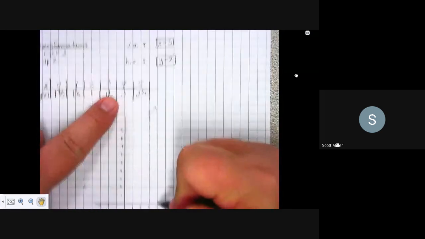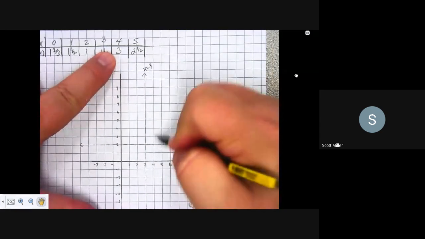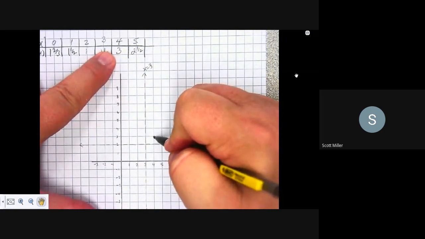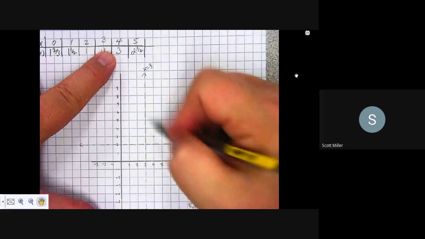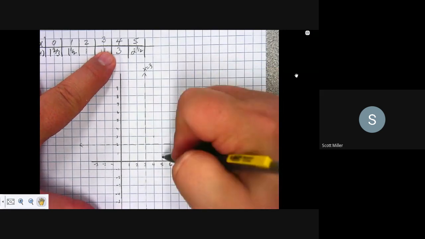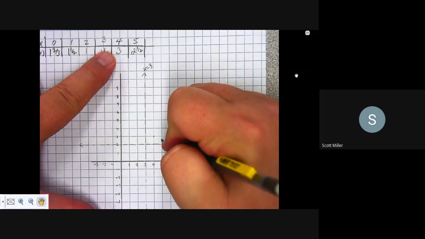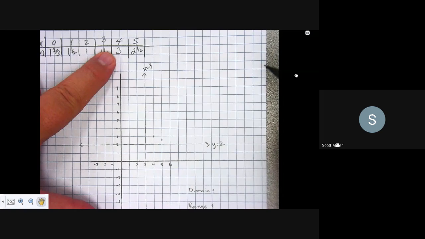If I graph 4, 3, and I put a dot, I know that one of the branches is going to be right here. And then at 5, we have 2 1/2, which is right here. And that is enough to actually draw this curve.